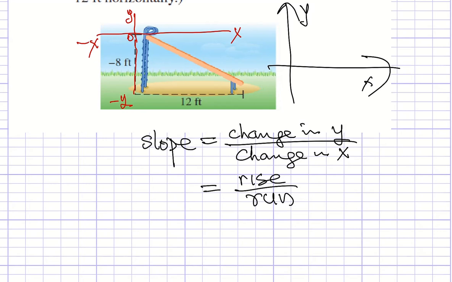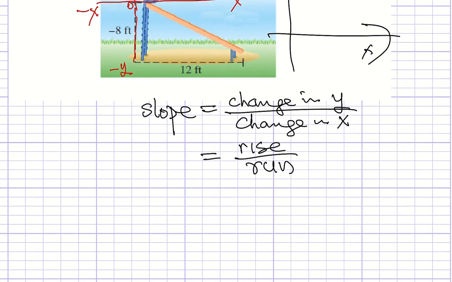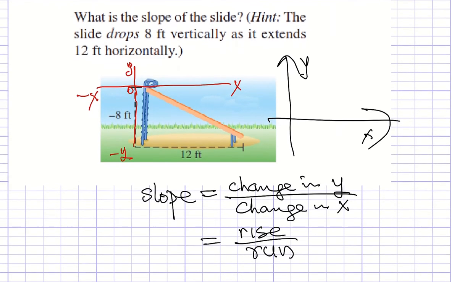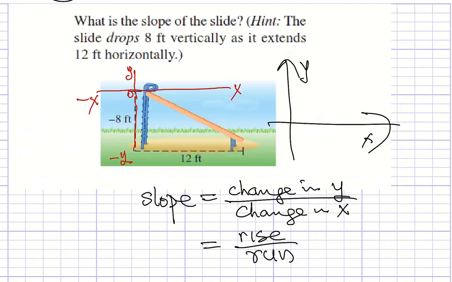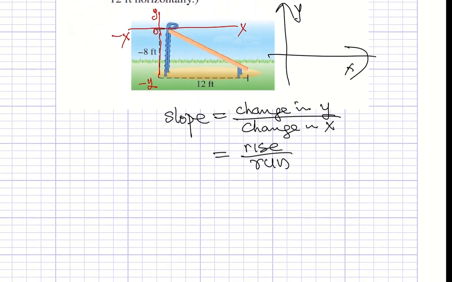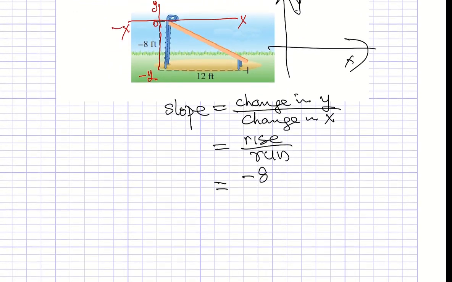Alright, so you see the rise there is minus 8 feet. The run is 12 feet. That's all they're asking. Put that in the equation and then solve, okay? You put that in there, minus 8 feet over 12 feet, okay? What do you get? You're gonna get minus 2 over 3. So that's the slope right there, negative 2 over 3.